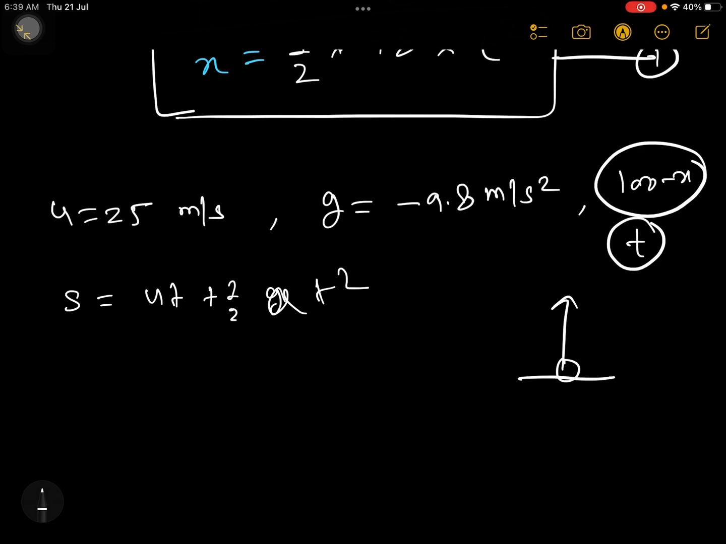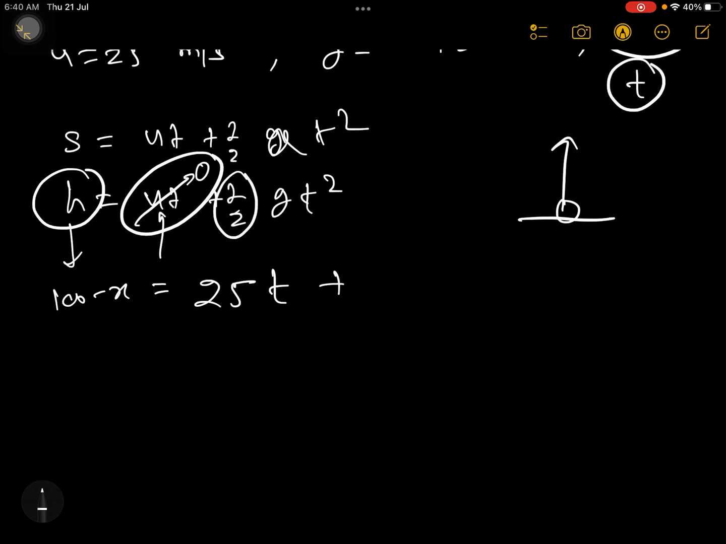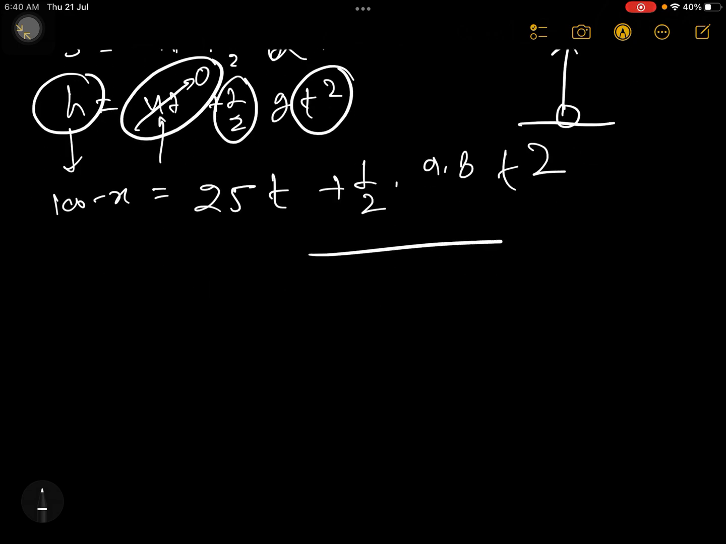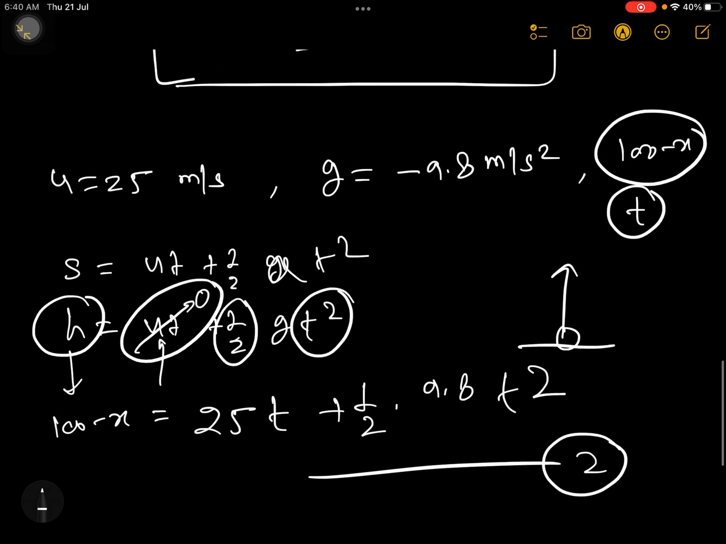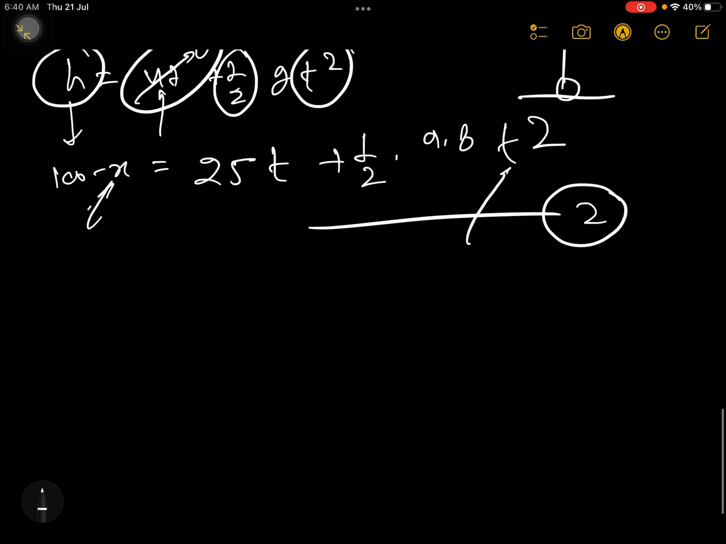Again I am saying some people can write this as h is equal to ut plus half gt square. It does not matter. Now this h value is going to be 100 minus x is equal to, this part should not become 0, because now we have the u value, so you should not make a mistake. Put the u value here, so this is 25t plus half as it is, and g value 9.8, and t square, this t square we don't know, so as it is. Now you see, this is your second equation. But the point is, in the first equation you have x and t, and in the second equation also you have x and t.